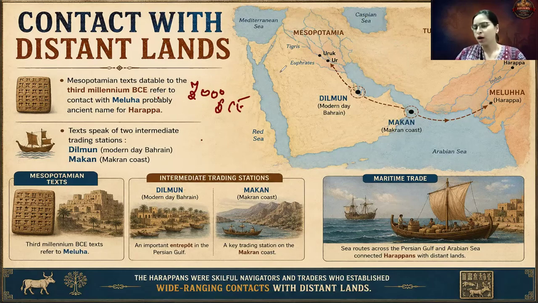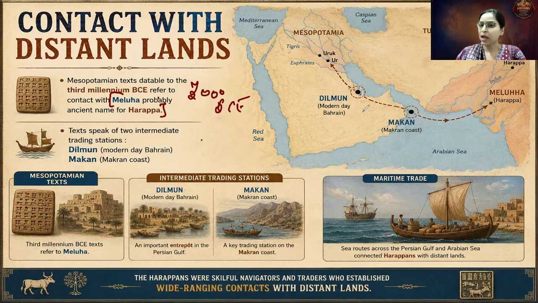Now, what is this Meluhha? Historians predict that Meluhha was probably an ancient name for Harappa. Harappa was a name given by Indian historians and archaeologists. Like Dayaram Sahani, he discovered that site and named it Harappa. But originally, what those people referred to this land, we are not aware. So Mesopotamians probably referred to this land as the land of Meluhha.